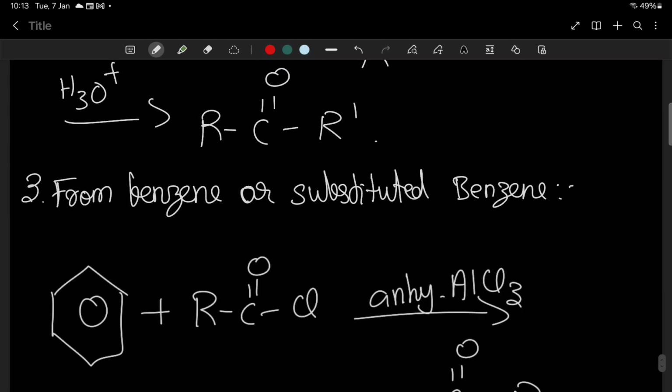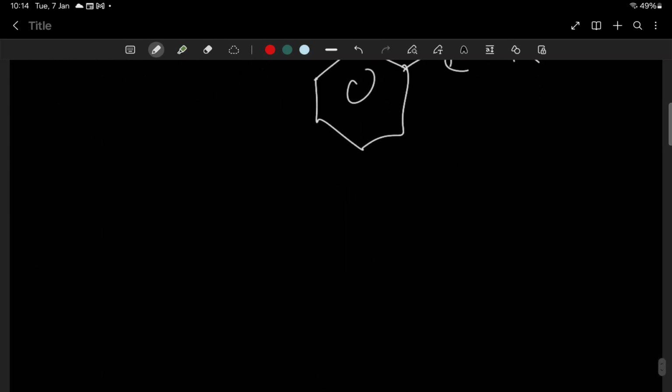Over. With this, preparation of ketone and aldehyde, both of them, everything is over. Now we are moving on to their physical properties. We can just read them, especially the boiling point order. That's the only important thing. Now chemical reactions.